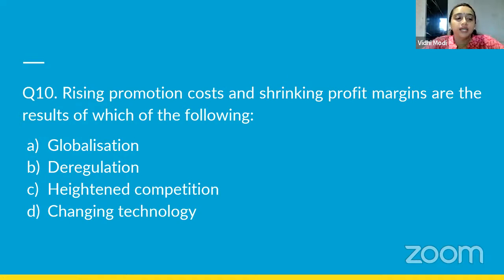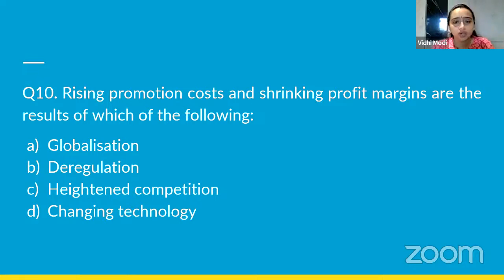All right. Moving ahead, we have, rising promotion costs and shrinking profit margins are the results of which of the following? Read it again. Rising promotion cost, okay, your promotion cost is increased, and shrinking profit margins. They are the result of which of the following? Globalization, deregulation, heightened competition, changing technology. Globalization, you can't have shrinking profit. Deregulation, what do you mean by deregulation? It means the removal of laws.